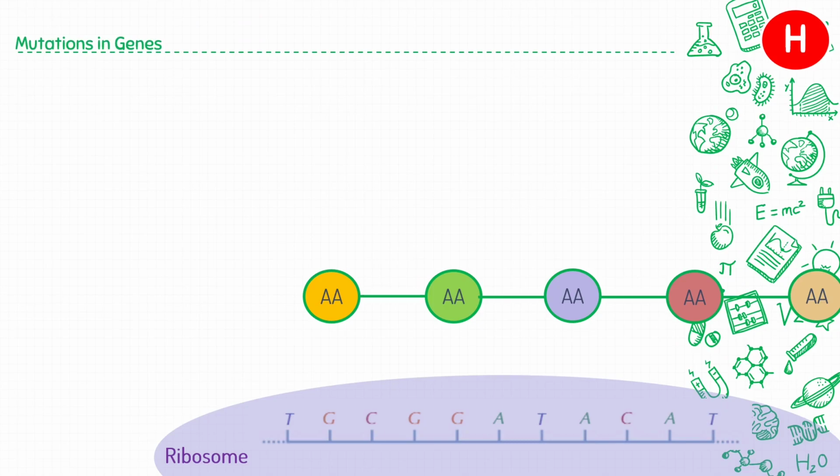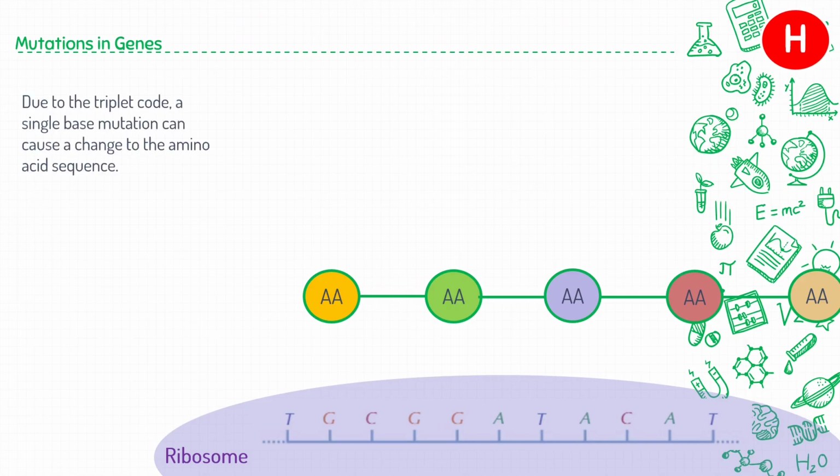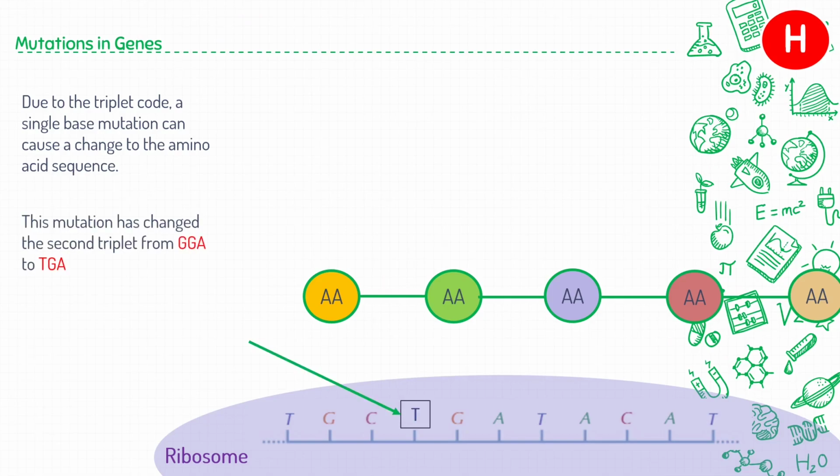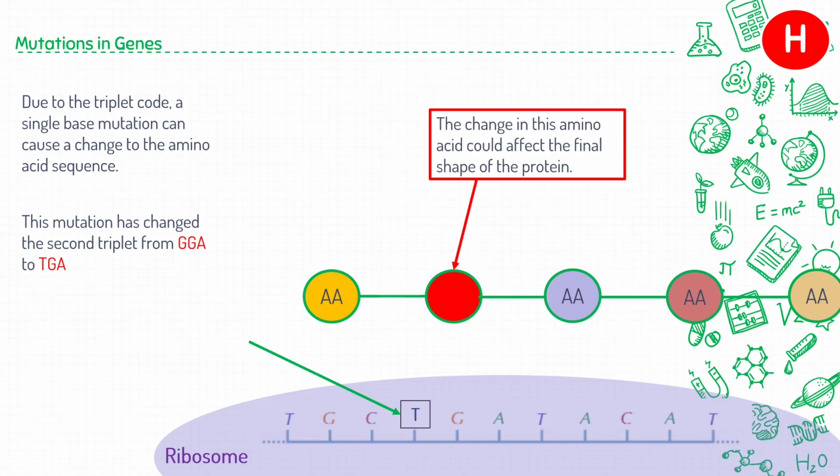We're now going to look at how mutations in genes cause a change to the protein structure. Due to this triplet code, 3 bases coding for a single amino acid, a single base mutation can change one of those amino acids in the sequence. In this example, a mutation in a single base has changed the second triplet from GGA to TGA. TGA codes for a different amino acid than GGA, and therefore the second amino acid changes. The change in this amino acid could affect the final shape of the protein.